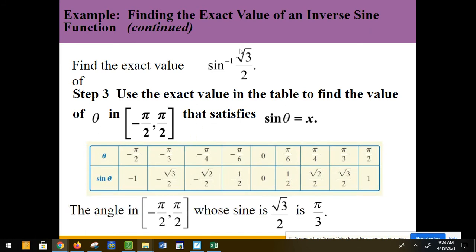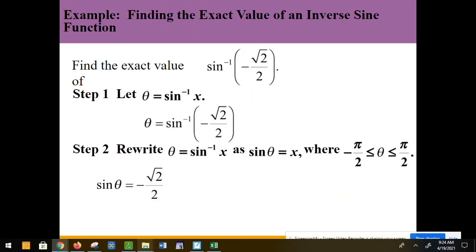So essentially, if I want root 3 over 2, I look at my sine function table. Root 3 over 2 is here at pi over 3. So that means the angle in that range whose sine is root 3 over 2 is pi over 3. So sine inverse of root 3 over 2 is pi over 3. Basically, if you take the inverse, it's going to give you the angle. So again, the answer to that would be pi over 3.